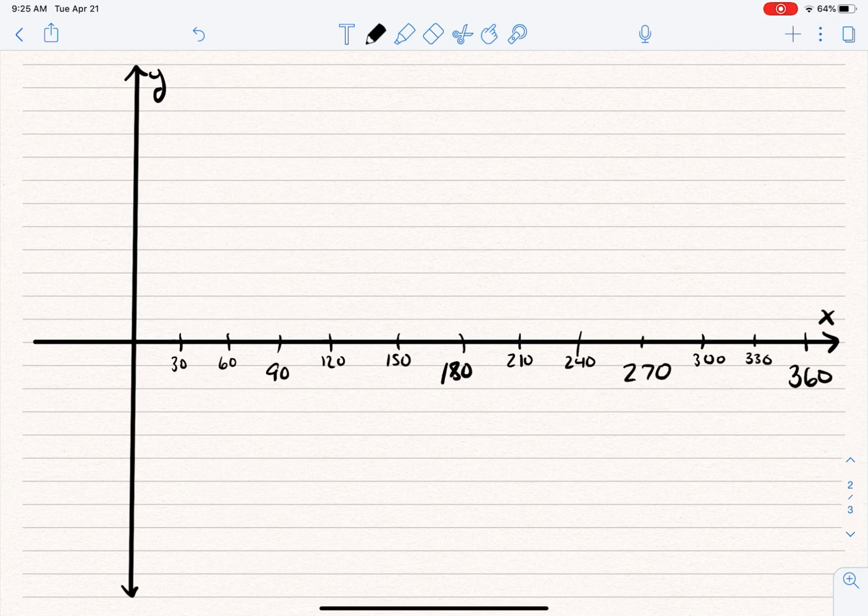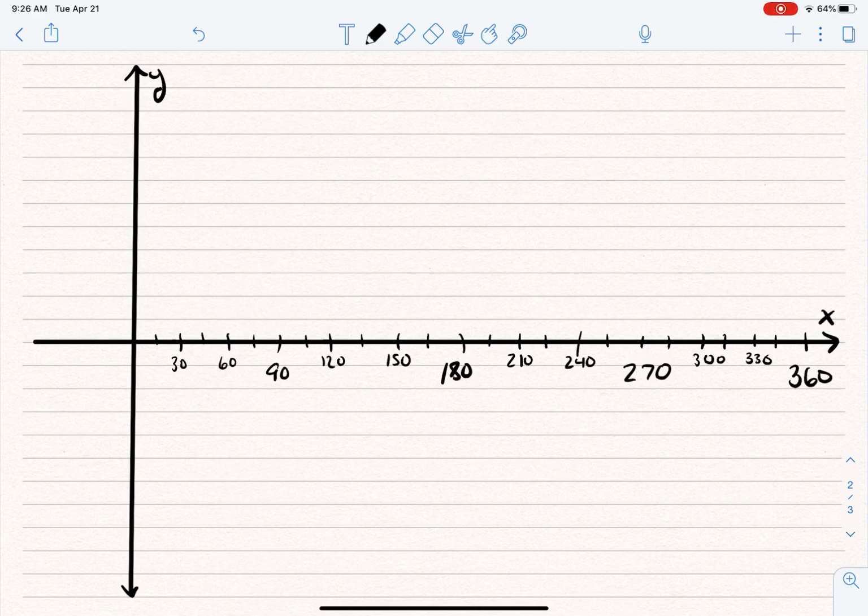But if you look at the graph that we've created, it even has half of that. So 15, 45, 75, 105, 135, 165, 195, 225, 255, 285, 315, 345. So this is the kind of graph I want you to create.